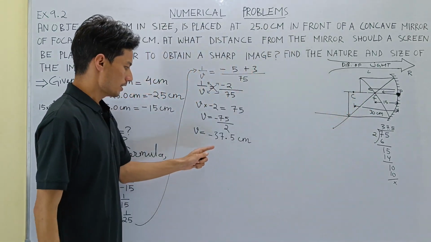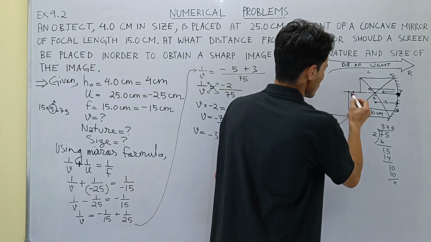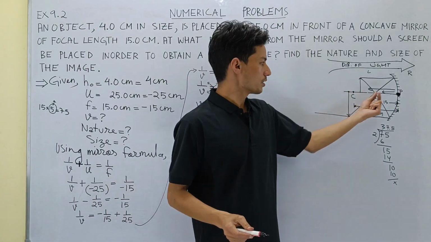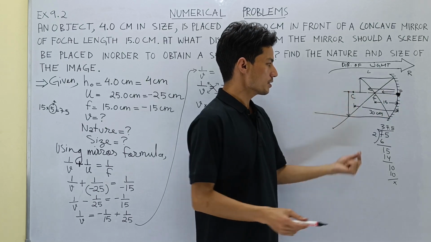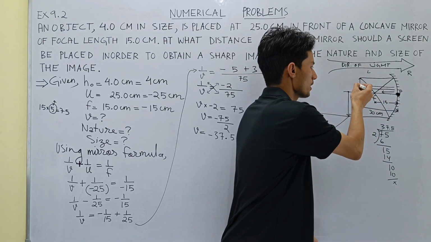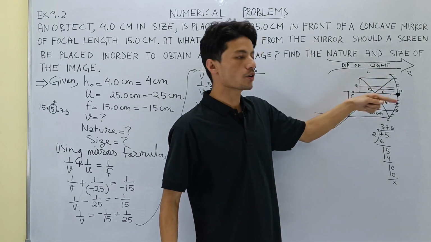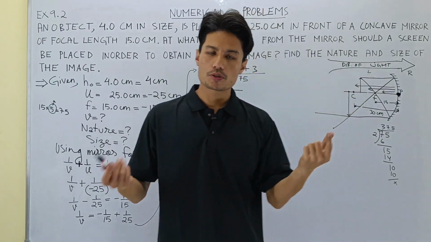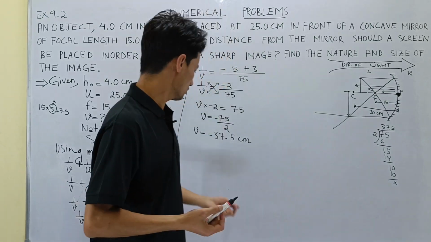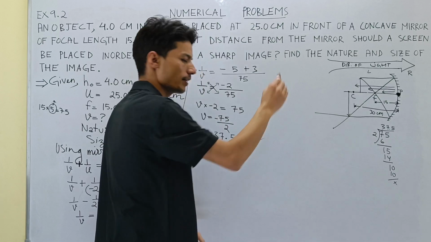Then what about this minus? You are getting this minus because if you measure the image distance, how will you measure? Would you not be going like this? Yes. You are going opposite to the direction of light. When you go opposite to the direction of light, you get a negative value. So the minus is justified, and the value is also justified. This answer is verified and correct.